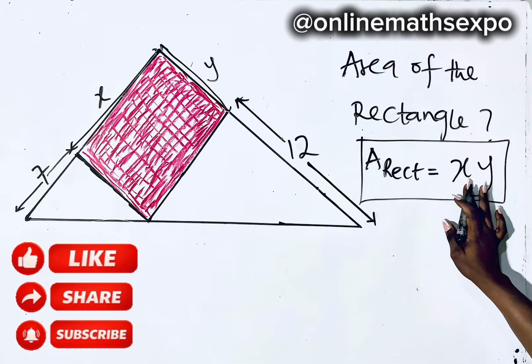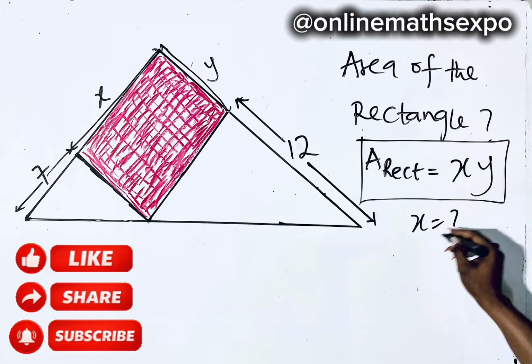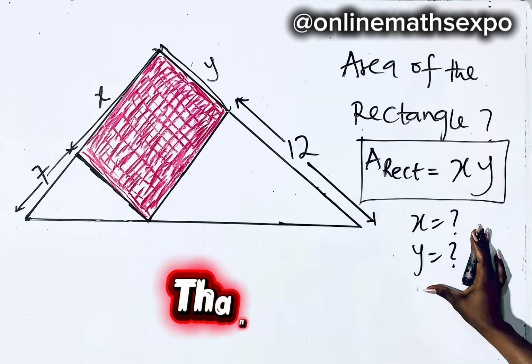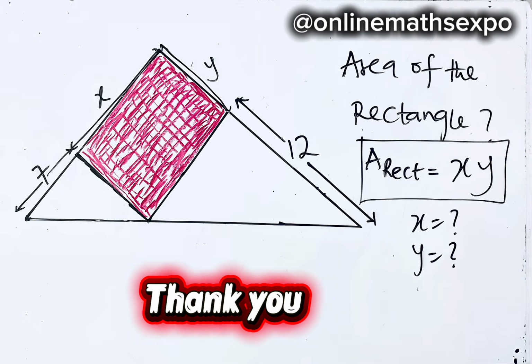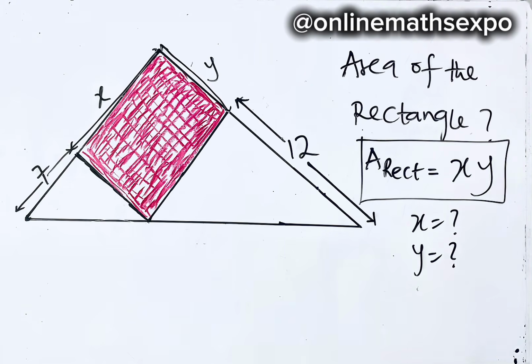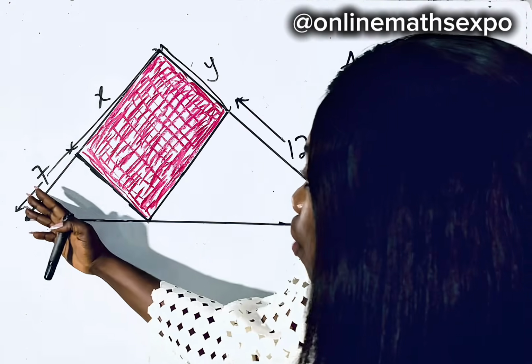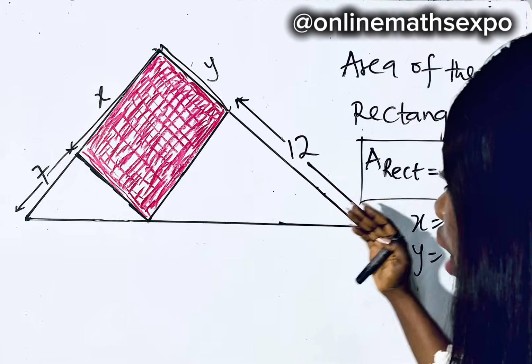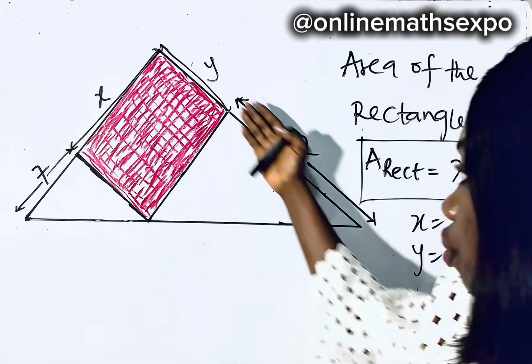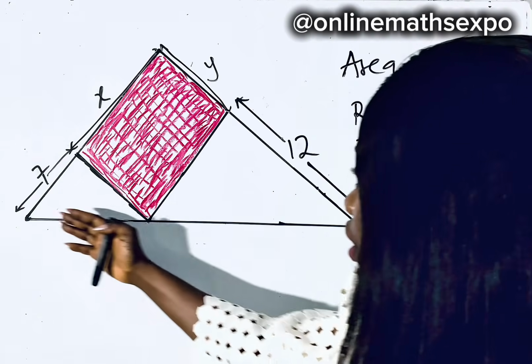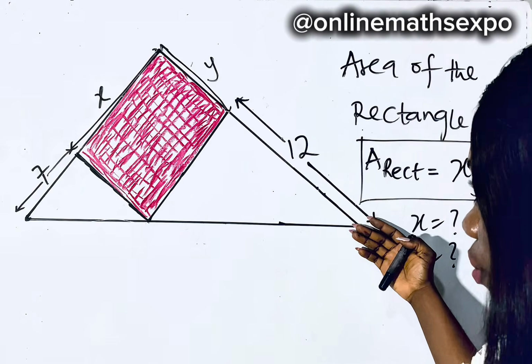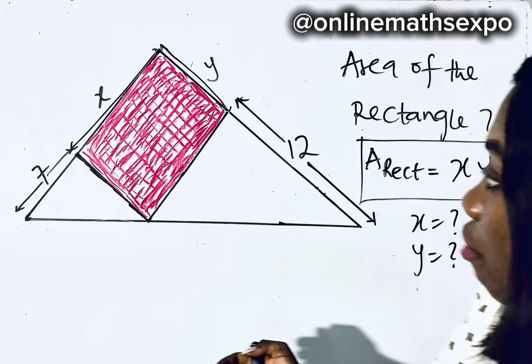But the question is, do we know x and do we know y? Until we find these two, we cannot find the area of the rectangle. Let me show you how you can do it. Is it possible for us to find the area of the bigger shape? The bigger shape is the right triangle. If we can find the area of the bigger shape, then we can find the area.